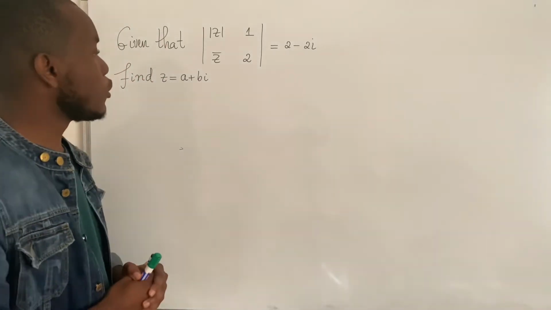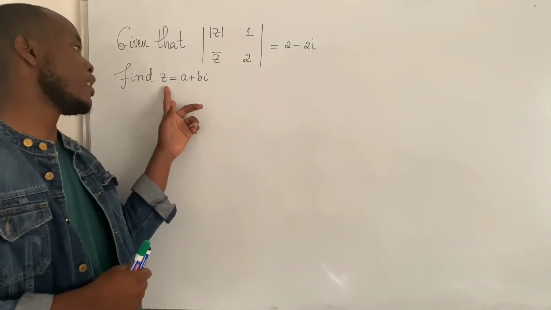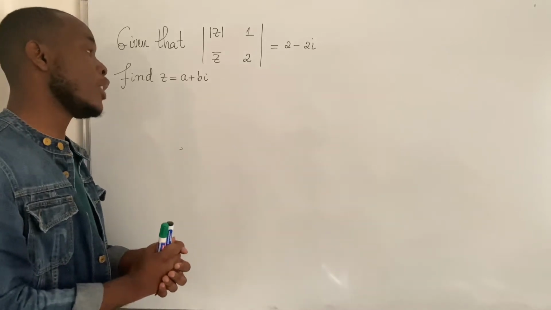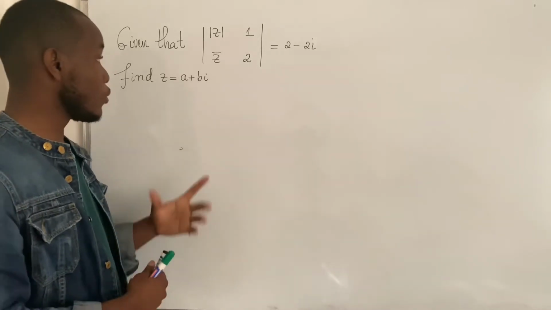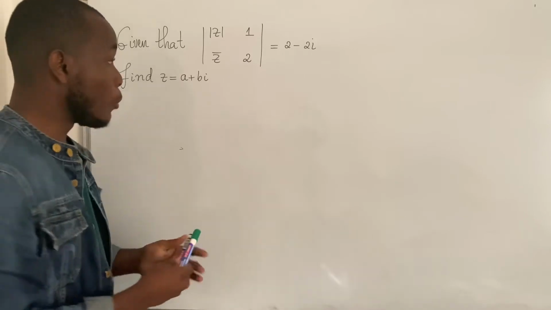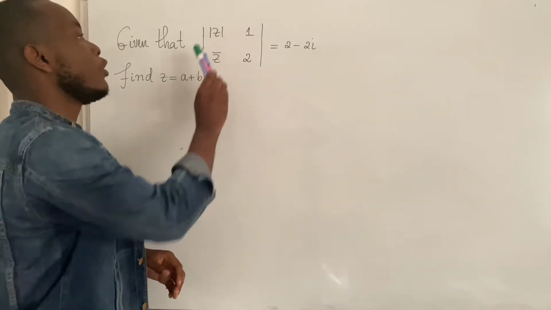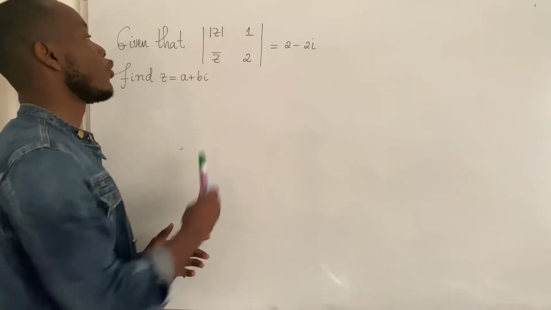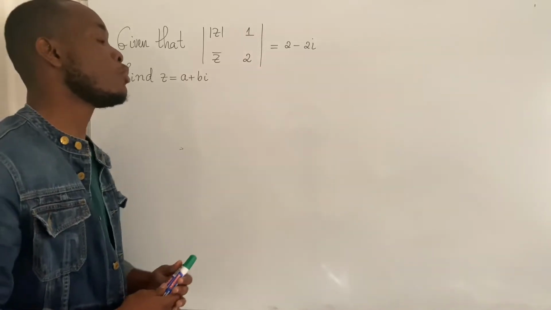So today we have this equation. We are required to find the value of z in the form a plus bi, in rectangular form, considering that z is a complex number. We are given a determinant with the absolute value of z, 1, the conjugate of z, and 2, equal to 2 minus 2i.